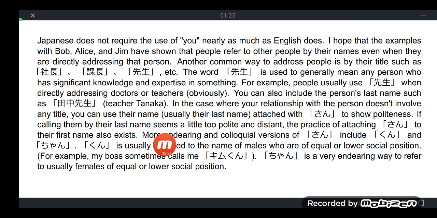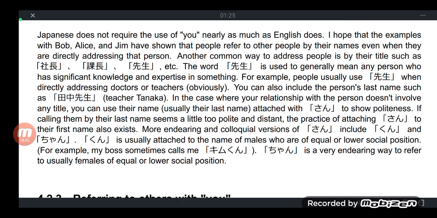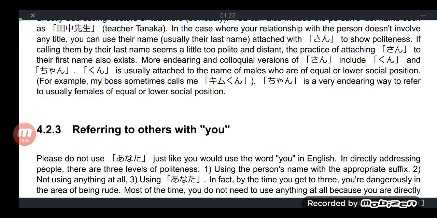And the kun is used for males, and it's an endearment, rather a colloquial version of san. And how about for females? You can suffix it with chan, say Sakura chan or Mika chan, or Shizune chan, or Chie chan, or Ryoko chan.